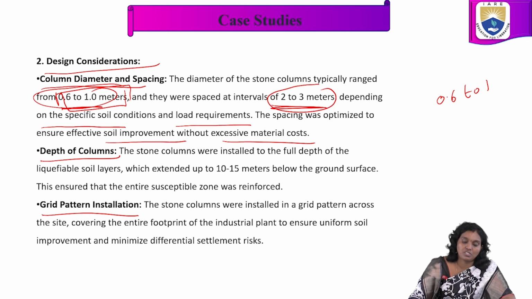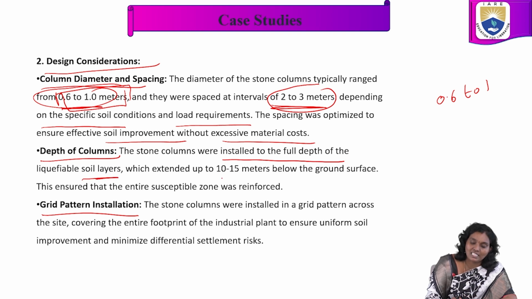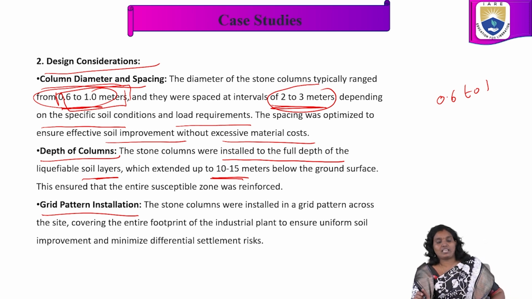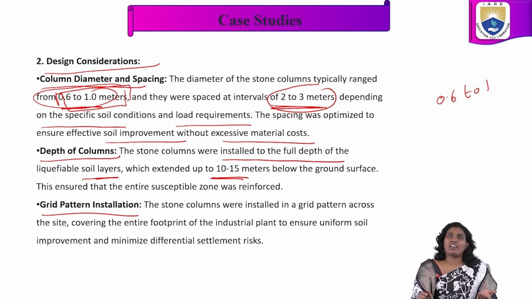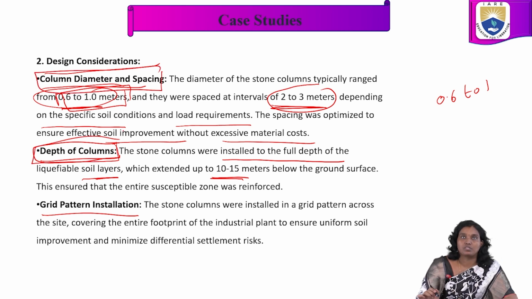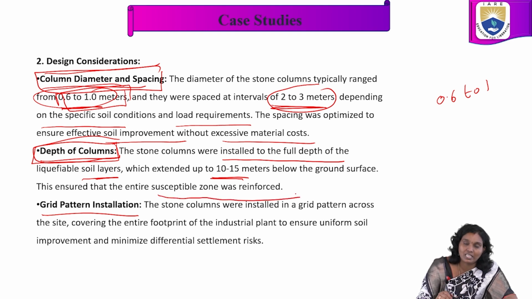So the depth of columns: the stone columns were installed to the full depth of the liquefiable soil layers, which extended up to 10 to 15 meters below the ground surface. This ensured that the entire susceptible zones were reinforced. So column diameter, spacing, and depth of the columns are decided depending on the soil conditions and the load requirements. These are the parameters we are going to use to ensure the susceptible zone is reinforced.